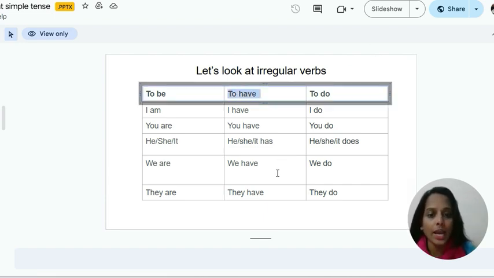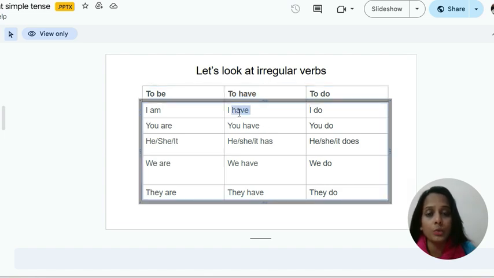Next is to have. If you see under to have, it is like I have, you have, she, he, or it has, we have, they have. So here I have. We use have when talking about our own things. So this verb to have itself shows some possession or something we own. Here's how we are going to use it. For I, it's I have. I have a car. I have a bungalow.